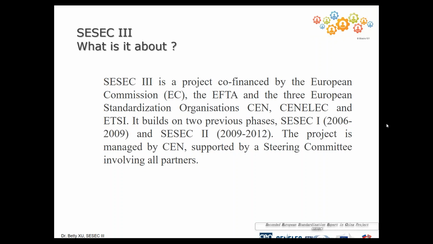Okay, I'll focus on the SESEC project. It is a project co-funded by the European Commission, EFTA, and 3 European standardization organizations, SESEC and SESEC. We are in the third phase now. The first phase of SESEC was from 2006 to 2009, and the second one from 2009 to 2012. This project is managed by SEN, and all our work is supported by the steering committee involved with all partners.